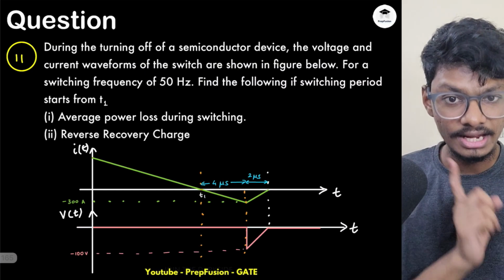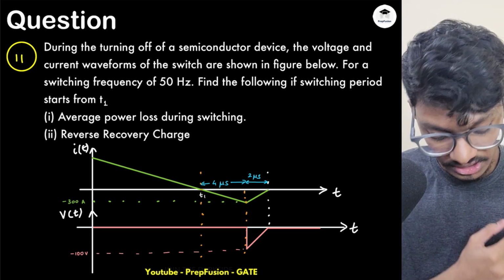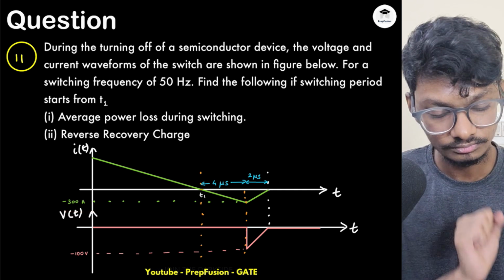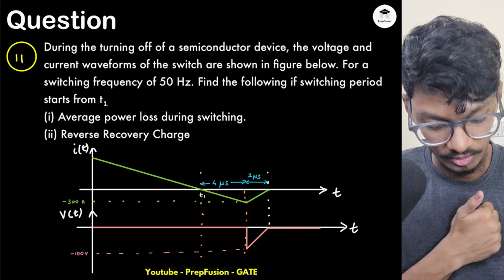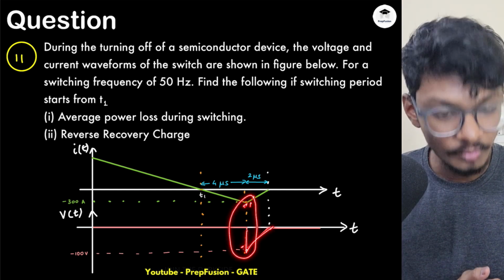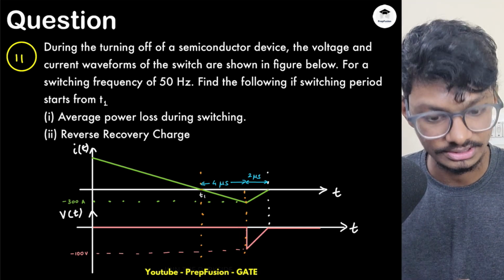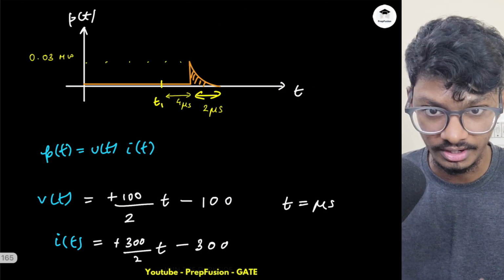Can you tell me what is the maximum power? If someone has mugged up the formula, he will say it is VsIs by 4, Vmax Imax by 4. But no, this is not the maximum power this time. It is simply these two peaks, because the waveform is different this time. It is not triangular in both; it is a half triangle and this is a full triangle. So you have to understand that as well.